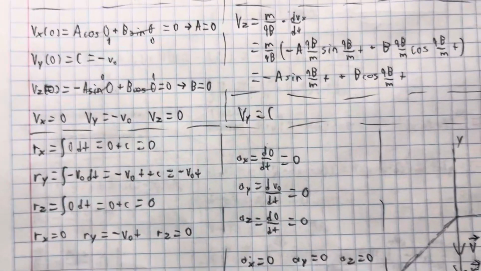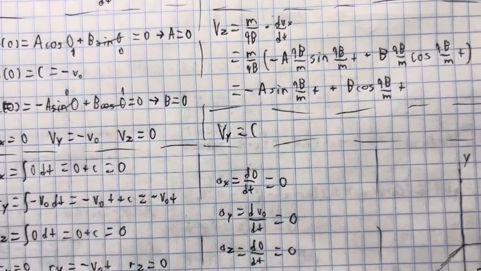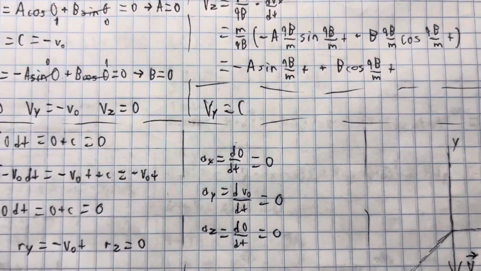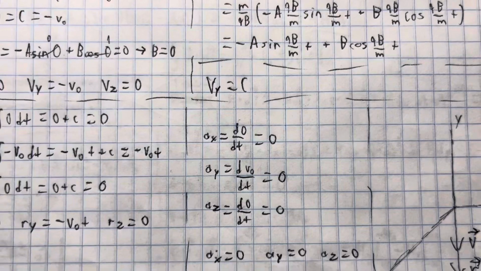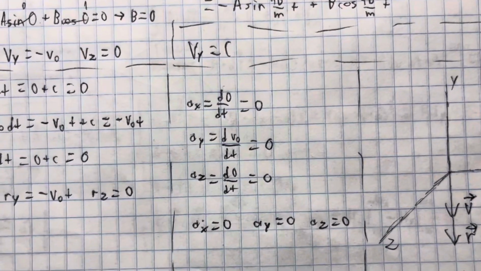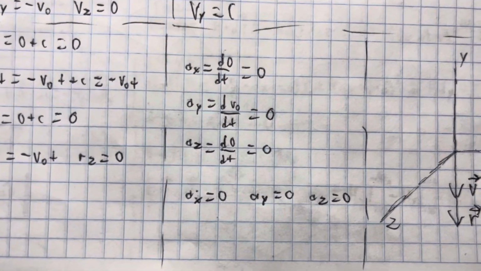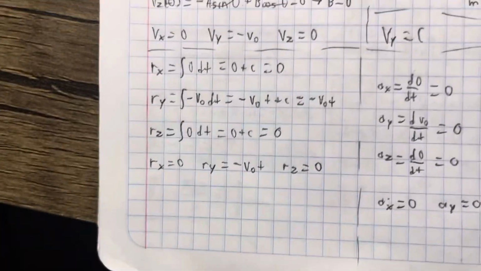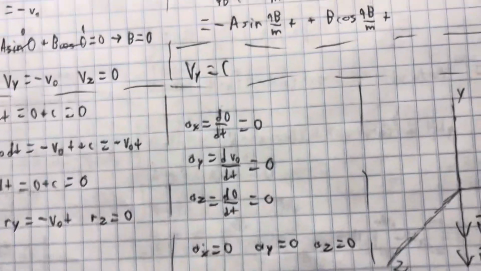And finally, for the acceleration, it's also very simple, because we know that there's no acceleration: the derivative of 0 is 0, the derivative of the initial velocity over time is 0, and the derivative of 0 is 0. We have to derive the velocity ones, not the position, to get the accelerations. But since all of them are 0, we get that there's no acceleration.